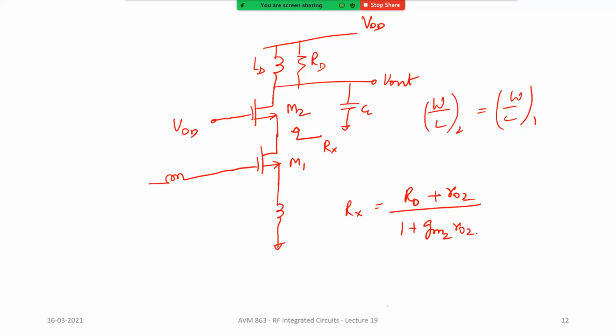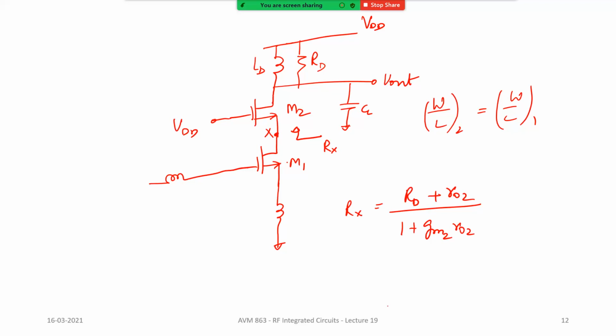So at resonance, when LD and CL resonate out each other, the impedance seen at this node X becomes purely resistive. Okay. Now we know that for a resistive impedance, I mean, if you have a transistor which has a load impedance of a load resistor, then we know that it is going to be unconditionally stable. Okay. So this is how this M2 transistor is going to kind of shield your bottom transistor or your main transconductor, and you can basically have a stable LNA.